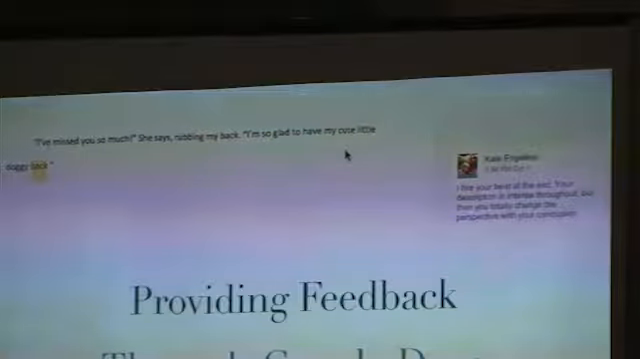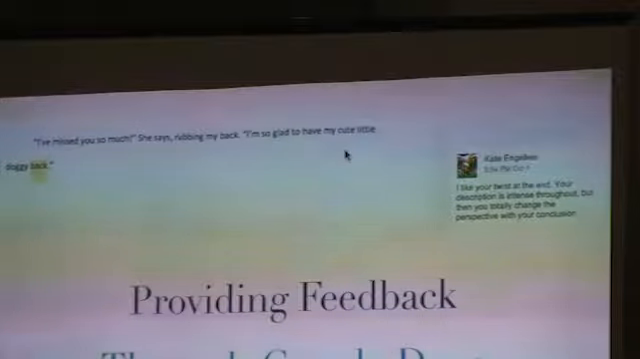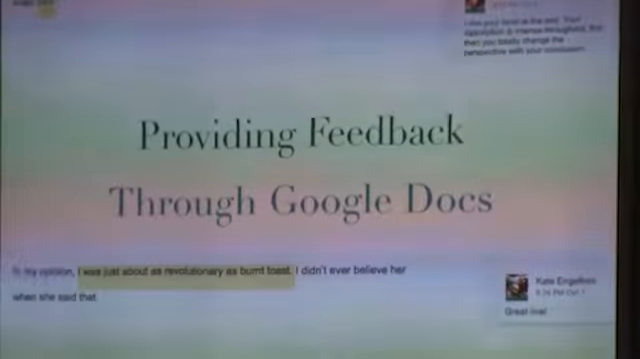So I have a couple examples here. This one, the student wrote, she had this twist at the end of her story, and so I said, I like your twist at the end. Your description is intense throughout, but then you totally changed the perspective with your conclusion. I don't always love going through and making all of the red marks, the oh, you made a mistake marks. But I love highlighting what they're doing well, because if students don't understand what they're doing well, they don't know how to fix what they're doing wrong.